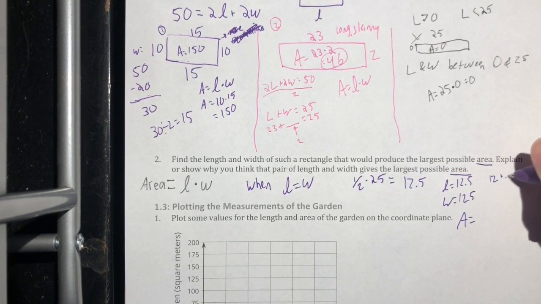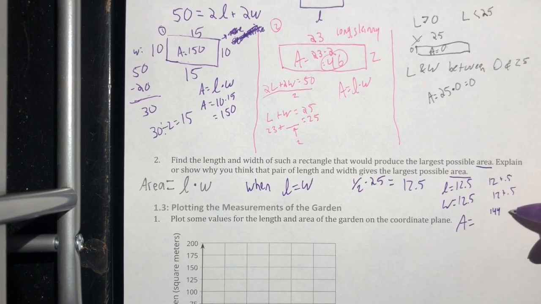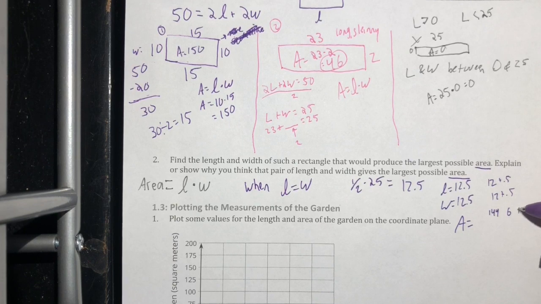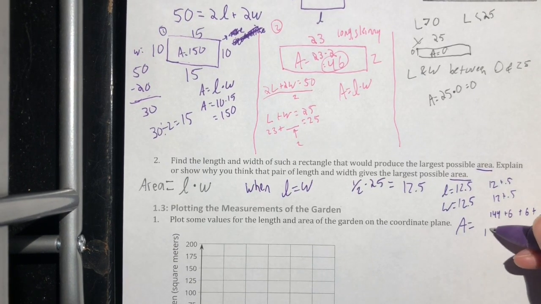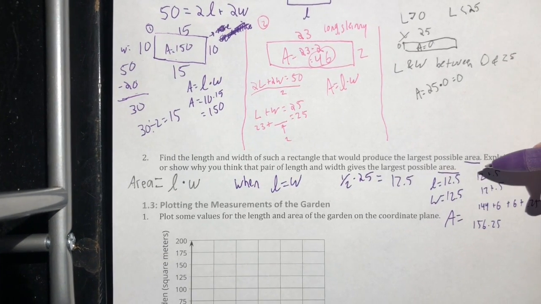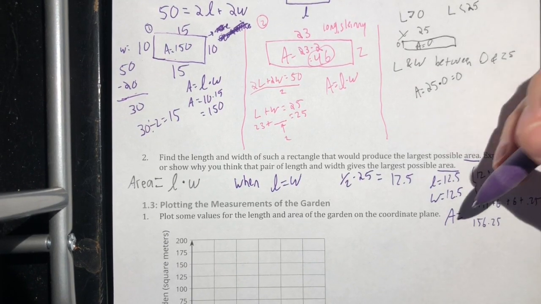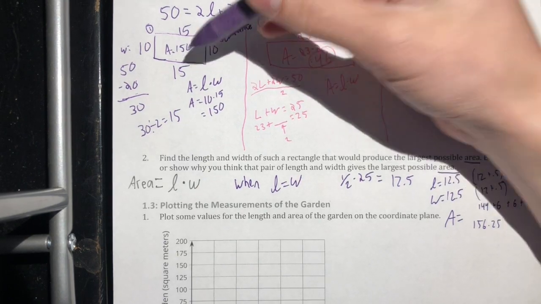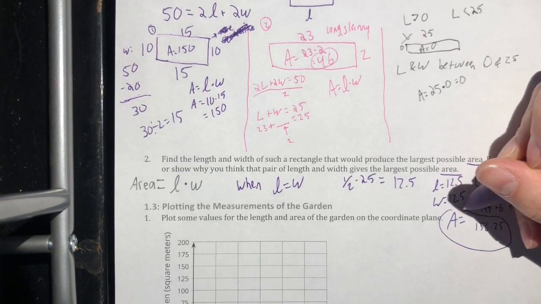Let's see, 144, 6, 6, and 0.25. Okay, so that's 156.25. By the way, we're going to learn how to multiply that or review this later in the unit because this is actually going to do a lot for our unit. Cool. So the area is 156.25, a little bit bigger than 150.